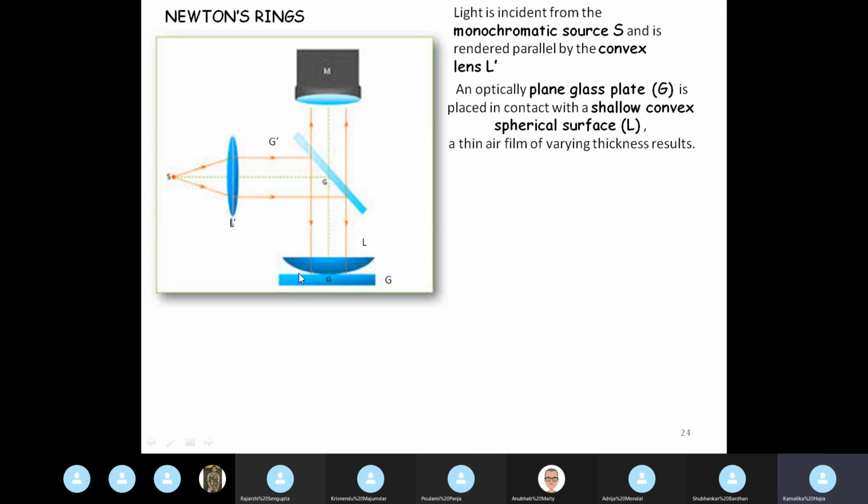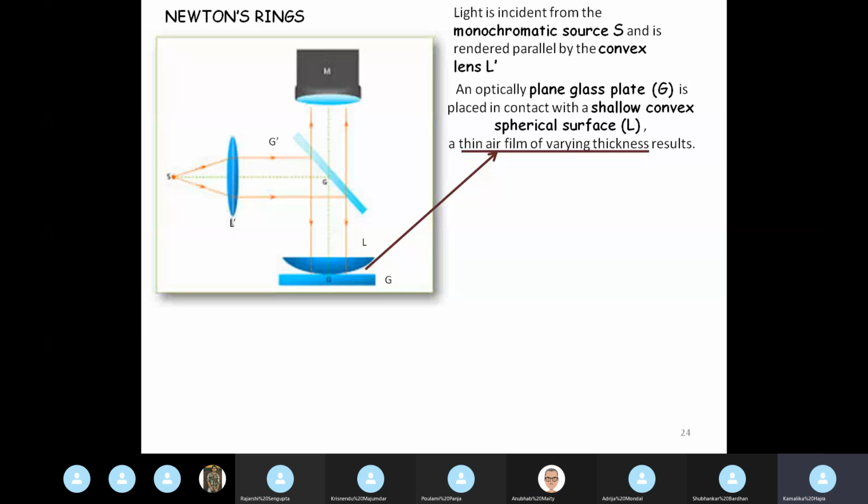So that air film is basically forming a film of varying thickness. As you can see, the position at which the curved surface touches the plane surface is the position at which thickness is 0, and as you move towards your right or towards your left, the thickness gradually increases. So this is an air film of varying thickness. Is it clear to everybody how the air film is formed between the plano-convex lens and the plain glass surface? If you want, I can explain it once again. If it is clear, then please someone unmute and tell me that it is clear. It's clear.